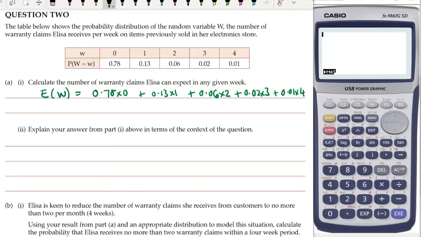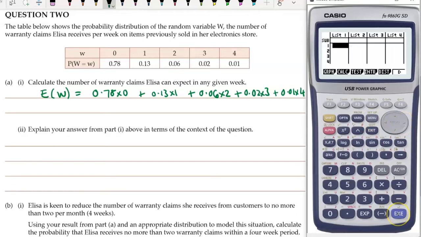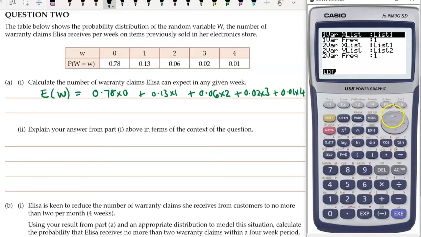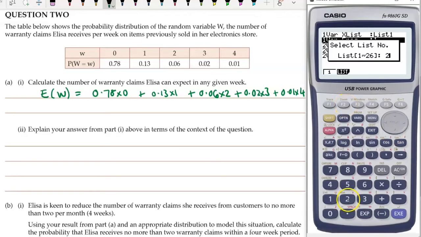You can type that into your calculator or you can put it into your stats table. If we put all of the X values in here, and then all of the probabilities in list 2. Now we do the calculations on it. We're doing a 1 variable calculation. Oh, I need to change the settings first. So F6 for settings. We need to make sure that it knows that our things are in list 1 and their frequencies are in list 2. So their probabilities appear in list 2.